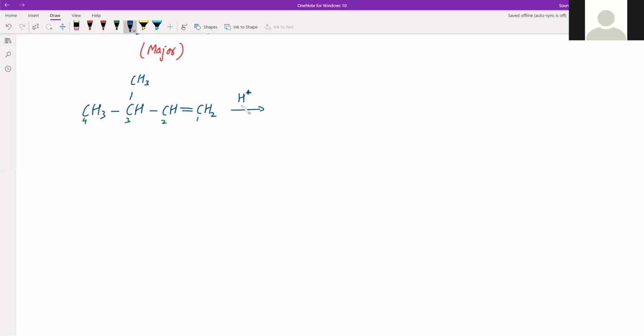We'll just see how this carbocation is formed. We have seen that if this H plus comes here, it will be a 2-degree carbocation. That is, if it attacks C1, it will be a 2-degree carbocation. So it will go and attach to C1. What will be formed here is this CH3, CH3. There is an H here.